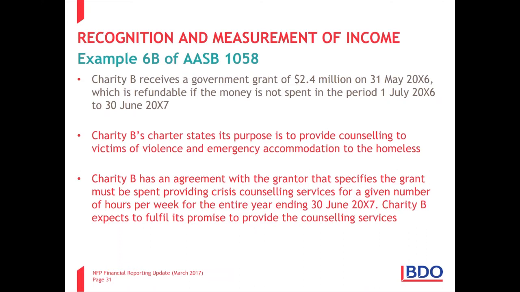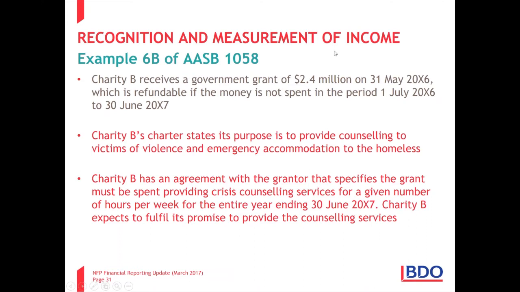They extend on that and say, what if Charity B receives the money on 31st of May? Again, it's refundable if it's not spent within a certain 12-month period. And Charity B's charter states its purpose is to provide counselling to victims of violence and emergency accommodation to the homeless. Charity B has an agreement with the grantor that specifies that the grant must be spent providing crisis counselling services for a certain number of hours per week for the entire year ending 30 June. Charity B expects to fulfill its promise to provide the counselling services.